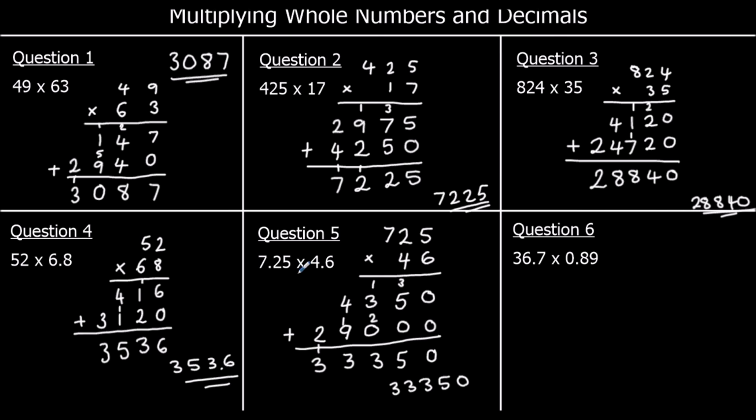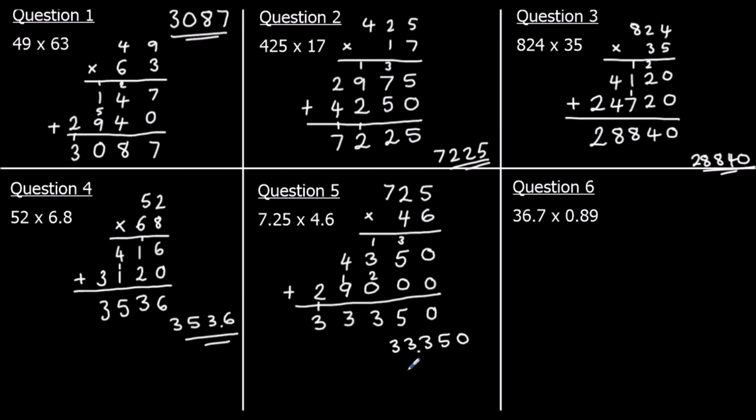We times the question by 10 3 times, or we had 3 numbers after decimal places. So we're going to divide by 10 3 times, or have 3 numbers after decimal places in the answer, which is 33.35. We don't need to write the 0, so we can just say 33.35.